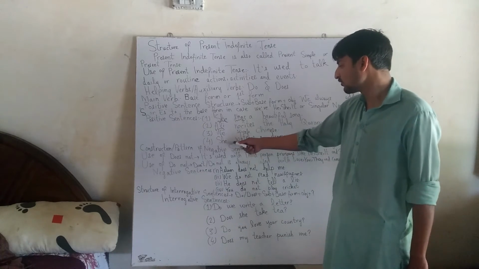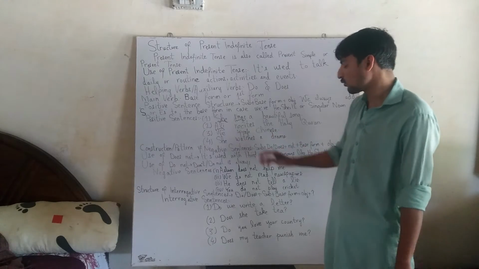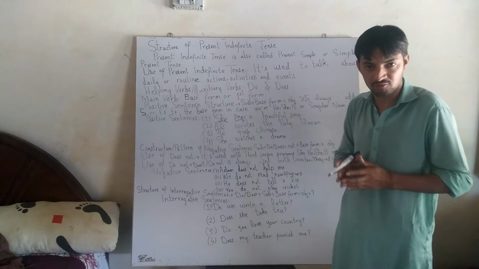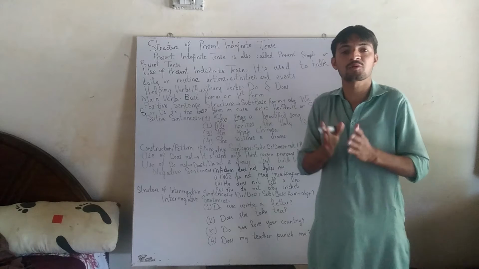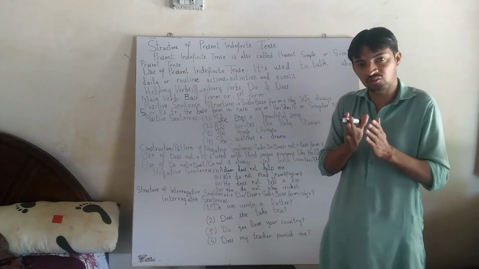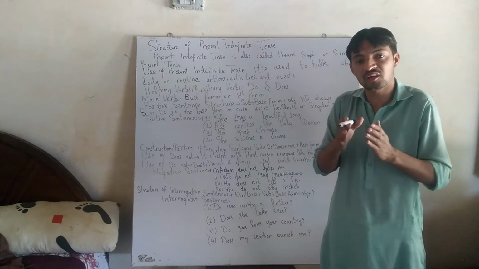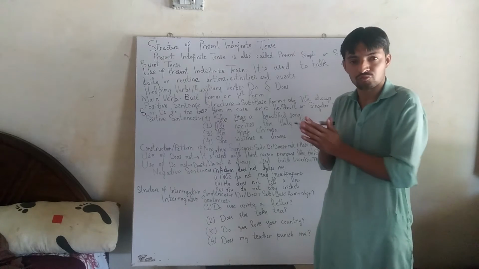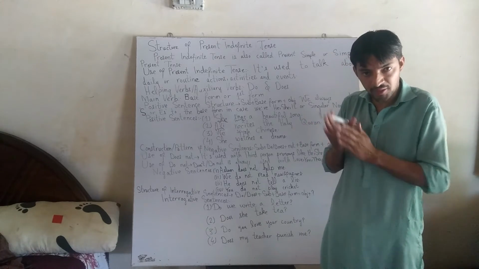In the fourth example: she watches a drama. So here we have added es to the base form. It means that we have a third person pronoun. So she is considered and treated as a third person pronoun. That is why we add es to the base form.